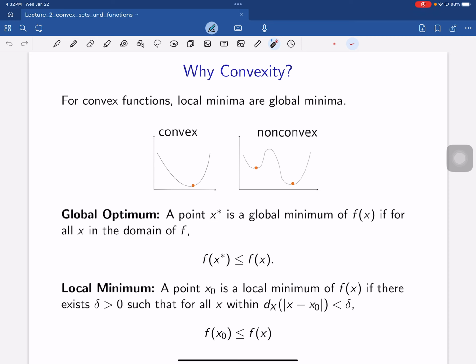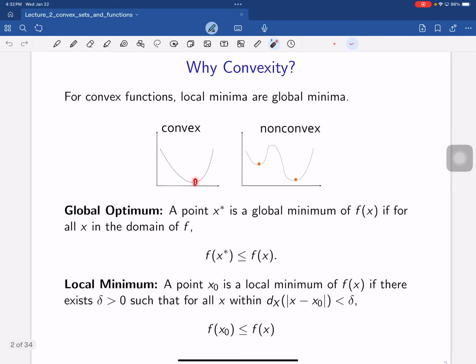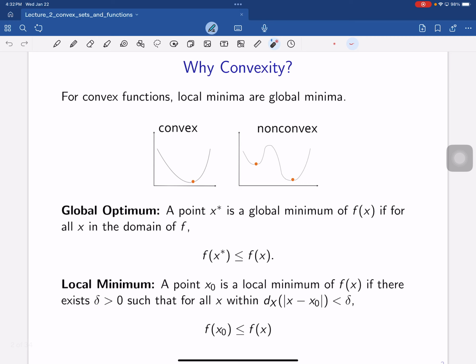Intuitively, what you can see from the first figure here is that I have drawn a convex function and a non-convex function. Without telling you what a convex function is yet, as you can see in the first picture, there is one minimum. This minimum is a global minimum of this function. On the other hand, for this non-convex function, there are two local minimums, and a local minimum may not necessarily be a global minimum for a non-convex function. That's why convexity is so important.